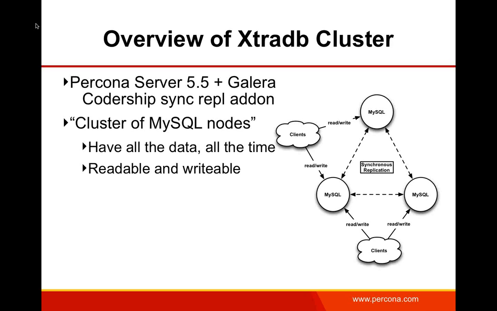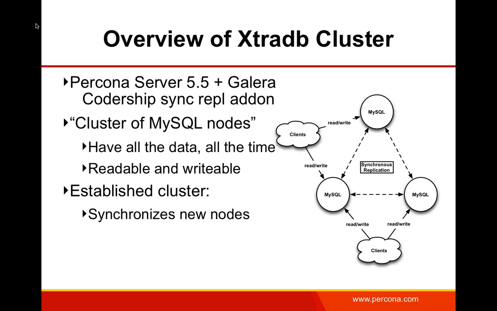So if you look at the diagram, we have, as an example, 3 nodes in our cluster. They're all synchronously replicating to each other. We have various clients in different locations, all connecting to different nodes in the cluster to do reads and writes at the same time. So once we have this cluster formed, the established cluster is responsible for synchronizing new nodes. As you bring new nodes into the cluster, it's responsible for getting them cloned and getting them ready.